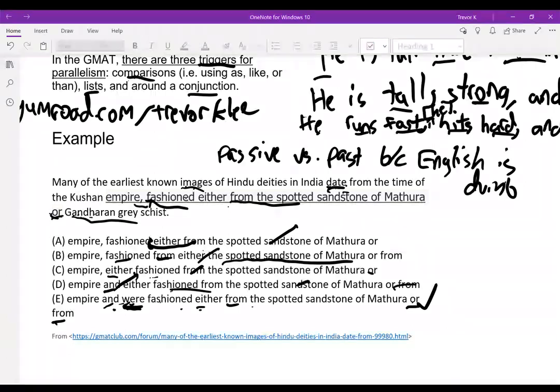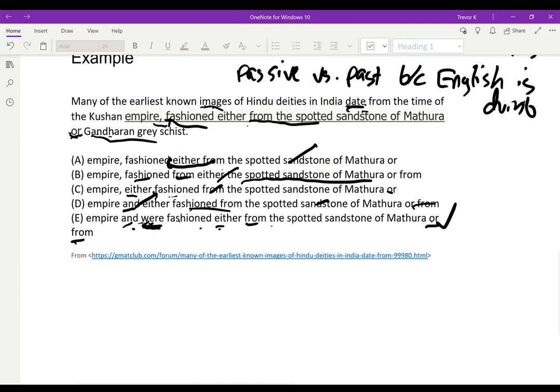So E is best, and E also clearly communicates the meaning that I'm trying to convey here. I'm trying to convey that this is the images of the deities date and were fashioned, and I'm also trying to convey that there's a link between the spotted sandstone of Mathura or Gandharan gray schist. Those are my two links. So its meaning works here and grammar works here. All right, cool. So that is it for this quick lesson on parallelism.